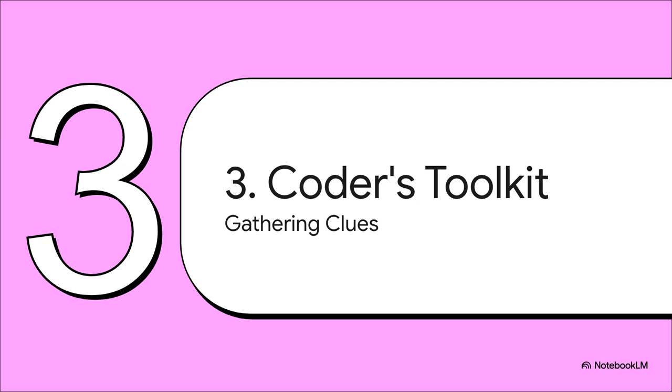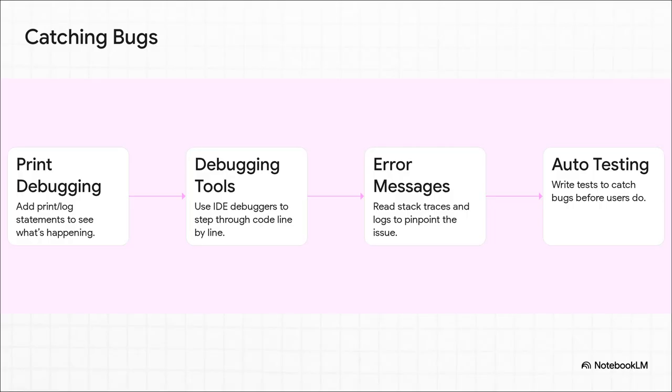Every detective needs a toolkit. And coders have a pretty powerful set of tools and techniques they can use for gathering clues and cracking the case. Let's walk through some of the essentials. First up, you have print debugging. This is the classic method, right? You just sprinkle commands through your code to see what's happening on the inside. It's fast, it's simple, it's kind of like leaving notes for yourself. But then you have modern debugging tools, which are way more powerful. They let you pause the program entirely, like you're freezing time, to inspect every single detail, line by line.